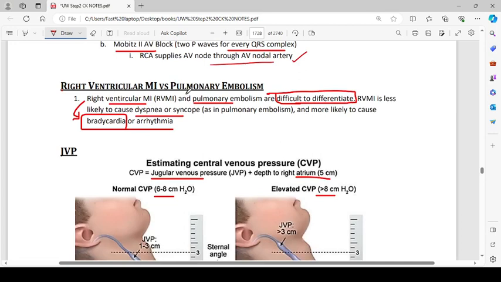The right ventricular MI versus pulmonary embolism. Right ventricular MI and pulmonary embolism are difficult to differentiate. The right ventricular MI is less likely to cause dyspnea or syncope and more likely to cause bradycardia or arrhythmia, while pulmonary embolism is more likely to cause dyspnea or syncope.